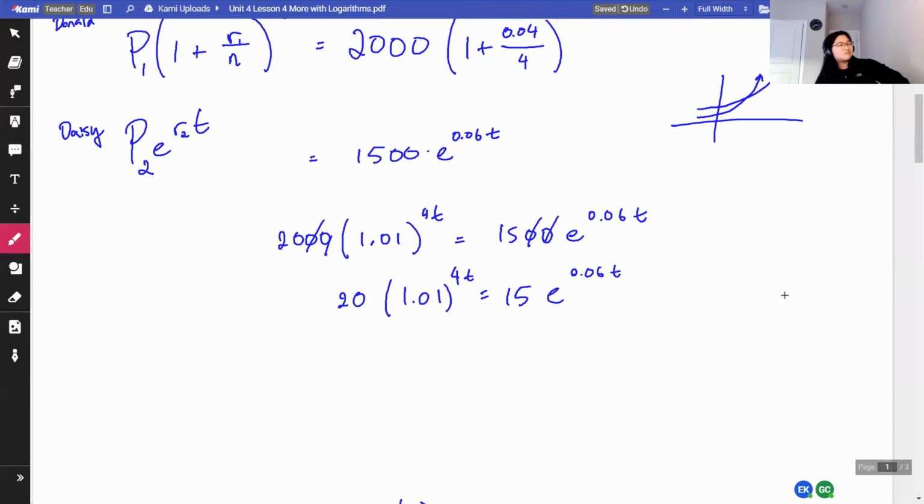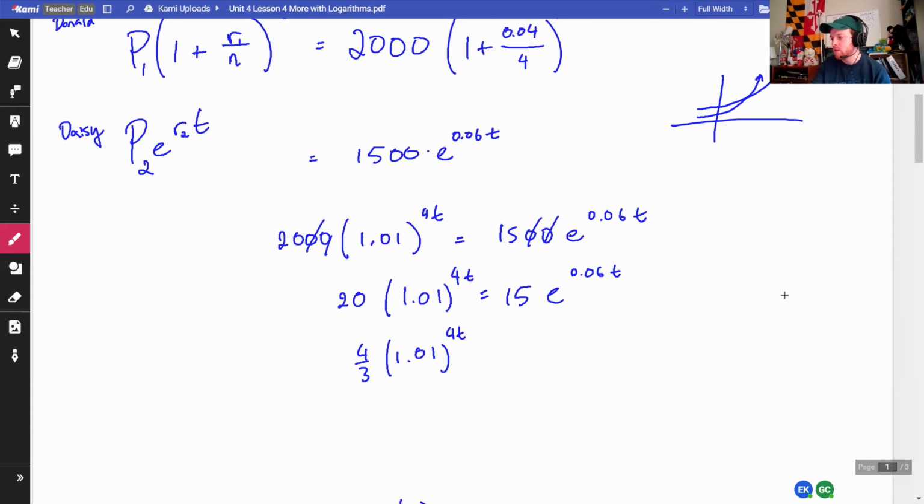Hmm. I have a proposal. Can we divide both sides by 15 so that e is our lone base? So then when we're taking the natural log, that goes away. That sounds brilliant. So 20 over 15, that is 4 over 3, right? 4 over 3. 1.01 to the 4t is equal to e to the 0.06t.